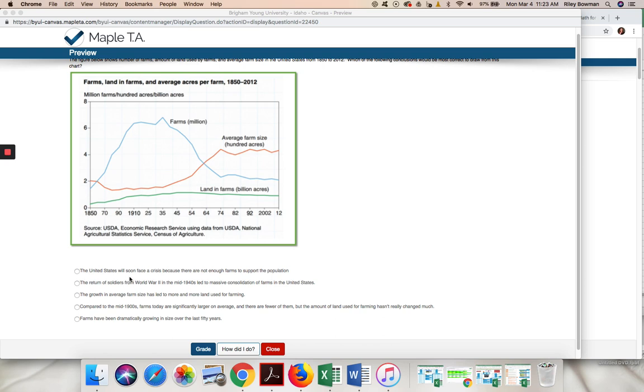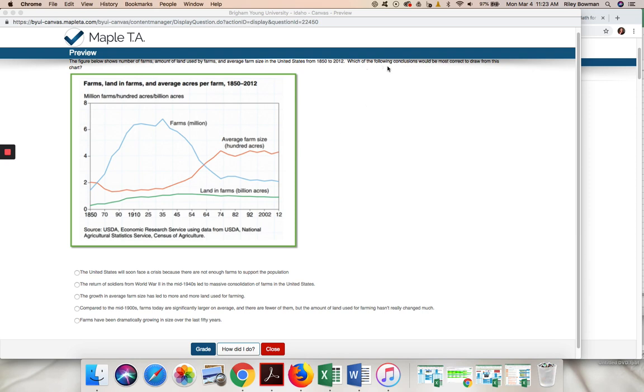The United States will soon face a crisis because there are not enough farms to support the population. The question says, which of the following conclusions would be most correct to draw from this chart? We have no data on here about food crisis and supporting of population, so we cannot draw any conclusion whatsoever with that information, for this first one.